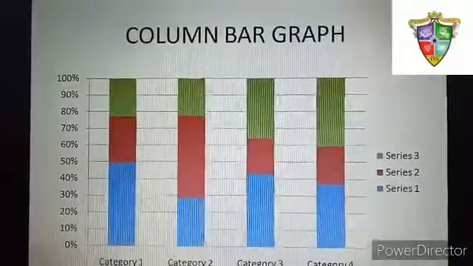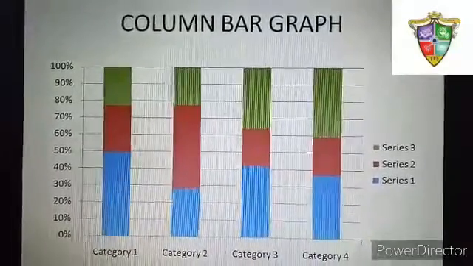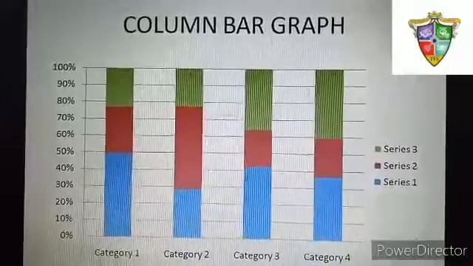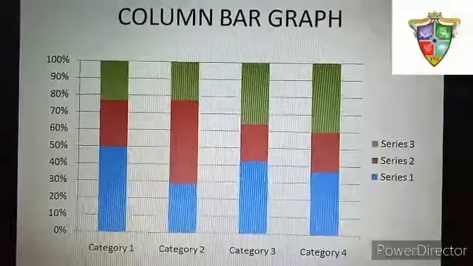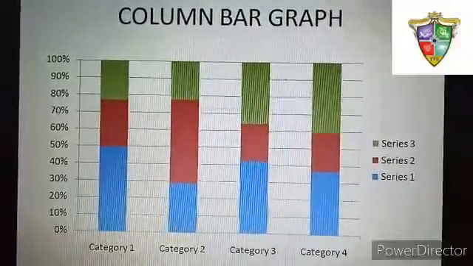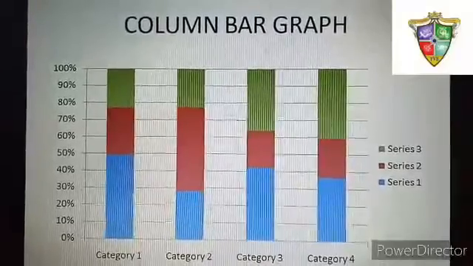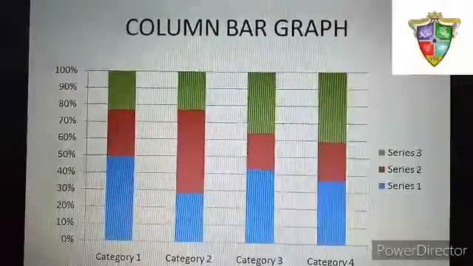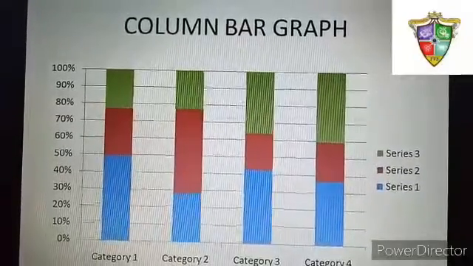The last type of graph that we have is the column bar graph. As you can see, the bar is already divided into different columns. For example, if you're talking about 4 states for category 1, 2, 3, 4, and the 3 types of crops are represented in one column bar graph. So when we are talking about 2 or more things, it can be represented through a column bar graph.